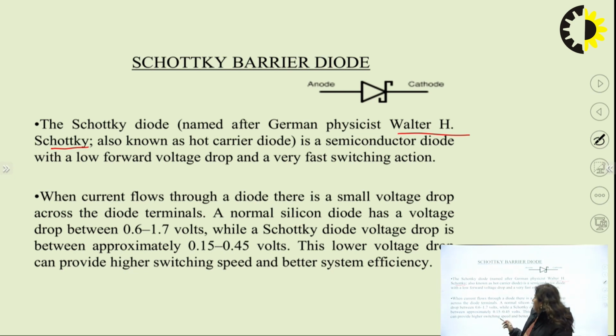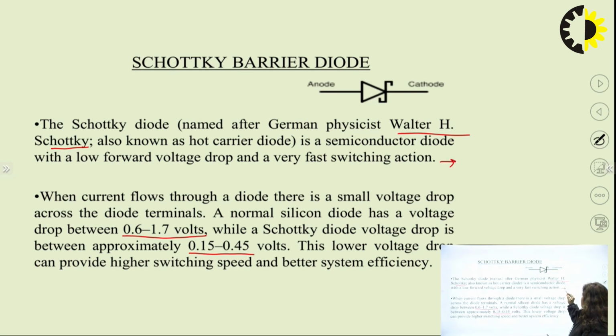The voltage drop is here 0.6 to 1.7 volts. A normal silicon diode has a voltage drop between 0.6 to 1.7, while the Schottky diode has a voltage drop between 0.15 to 0.45 volts. So this is the major difference between a normal diode and a Schottky diode. The voltage drop across the junction between P and N type, there is a voltage drop of around 0.6 to 1.7 for the normal diode, and here 0.15 to 0.45.